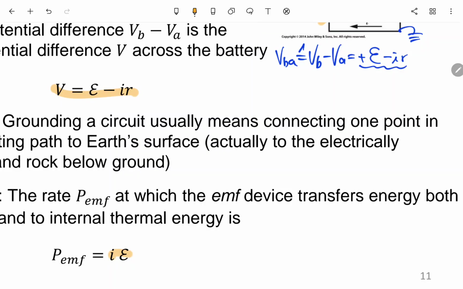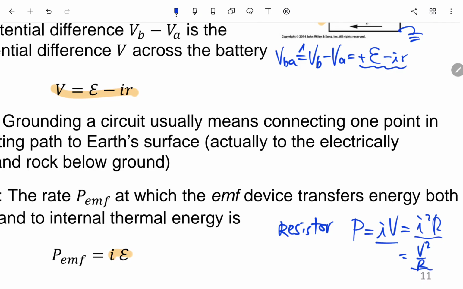For an element, let's say a resistor, the power consumed by the resistor is still I times V, or I squared R, or V squared over R. So for a resistor, the power consumption is P = IV = I²R = V²/R. All three are equivalent for the resistor. The last two are specifically for the resistor, but I times V is generally correct for everything. Even for this one, this is the power provided by the battery.